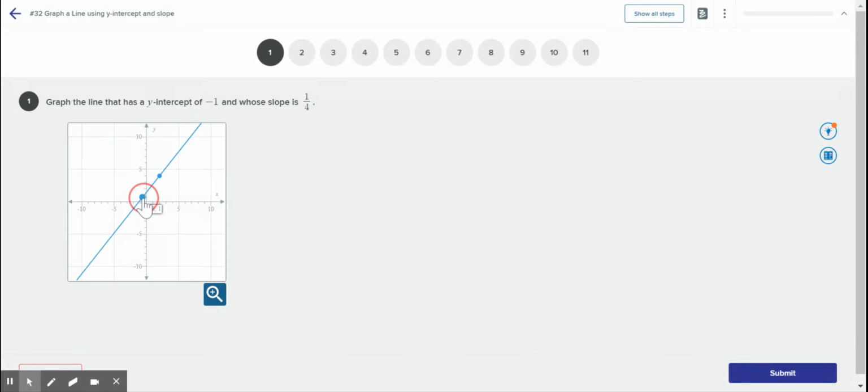That's great. So I'm going to take this first point, I'm going to drag it down to 0, -1, to -1 on the y-axis. And now I'm going to let my dogs out so they stop barking.